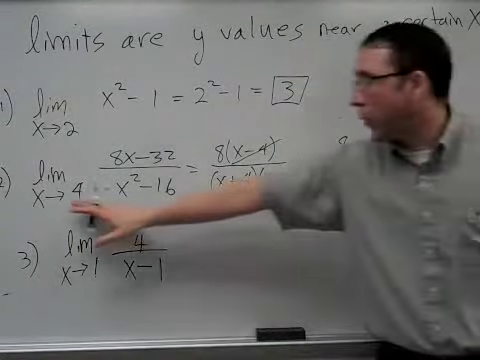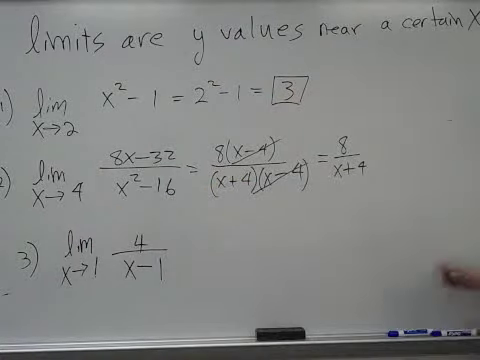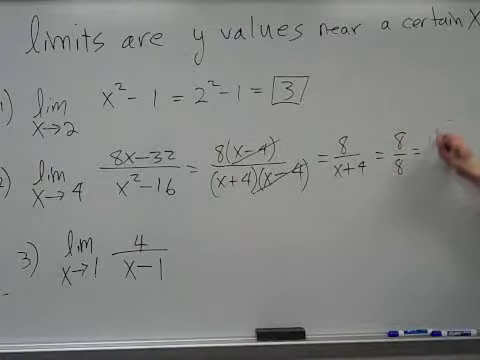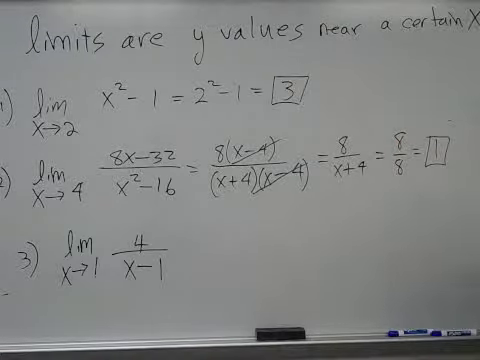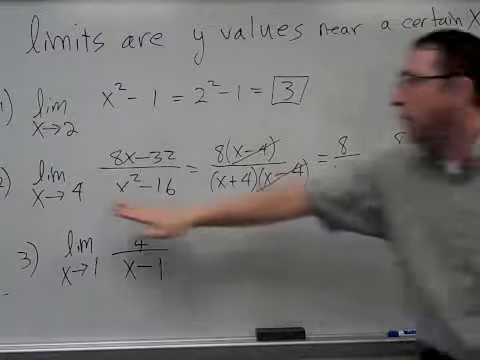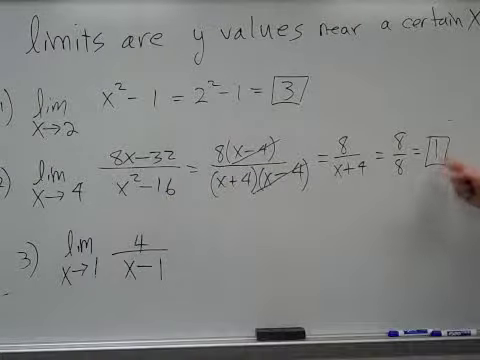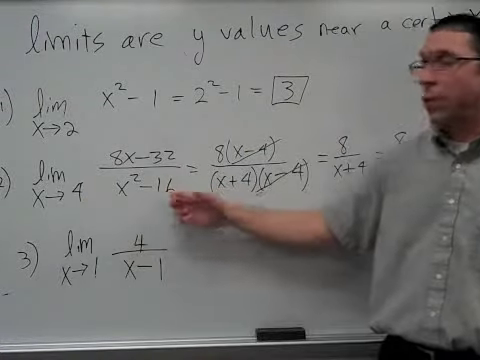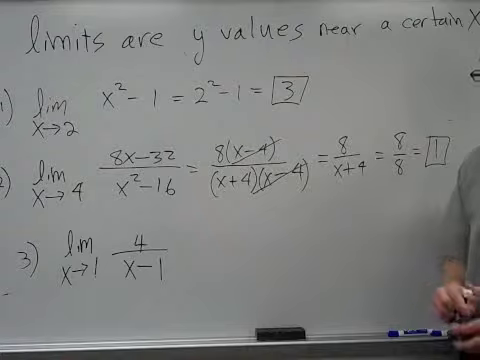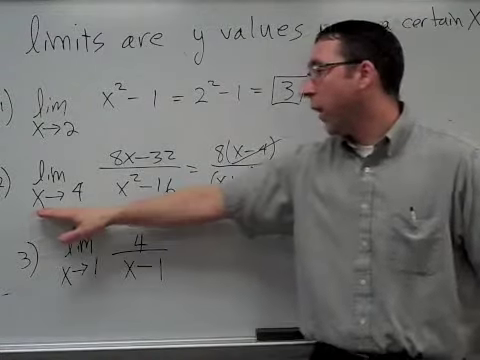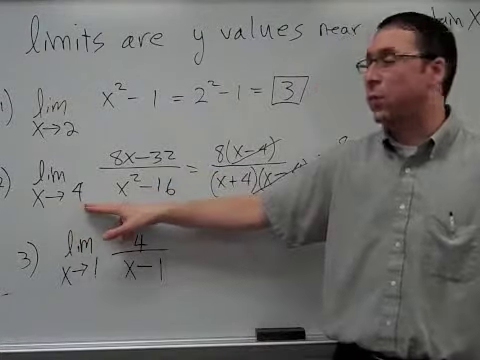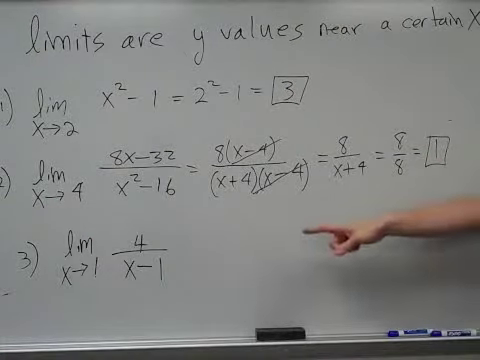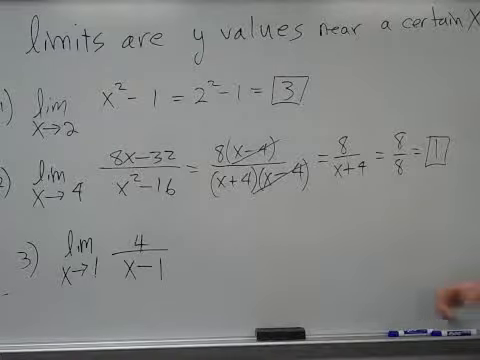Now you can plug the 4 into the equation, and it would give you 8 over 8, which is 1. So what this statement would mean is that near x equals 4, the y value is near 1. At x equals 4, there'd be an undefined situation. So you're not going to find the height when x equals 4, but when x is close to 4, it will be 1.